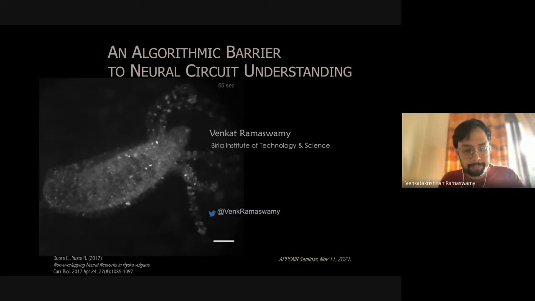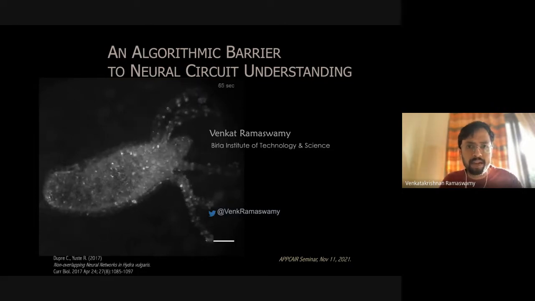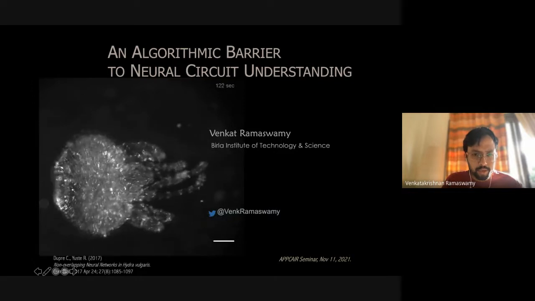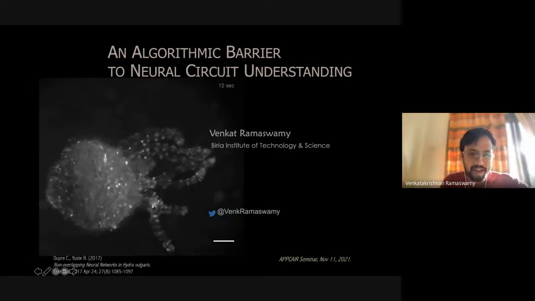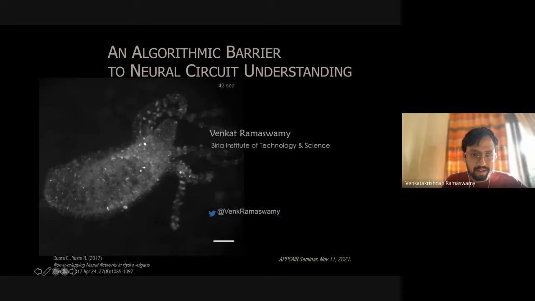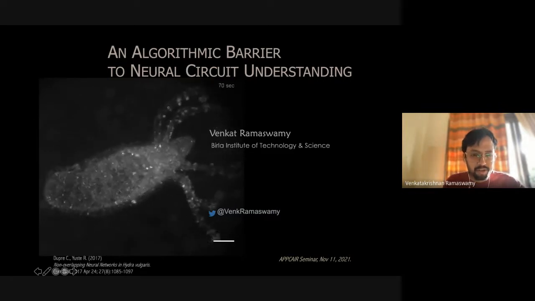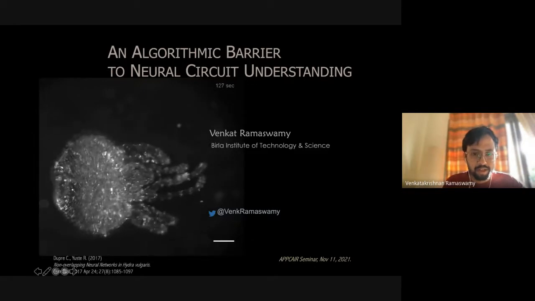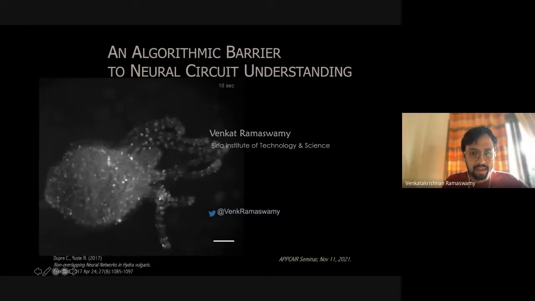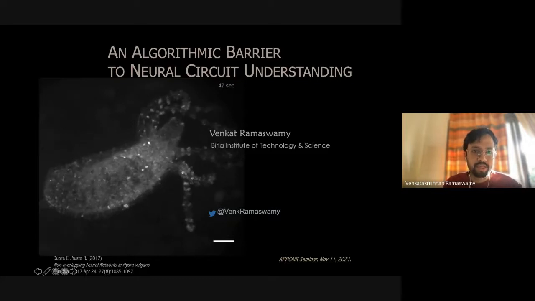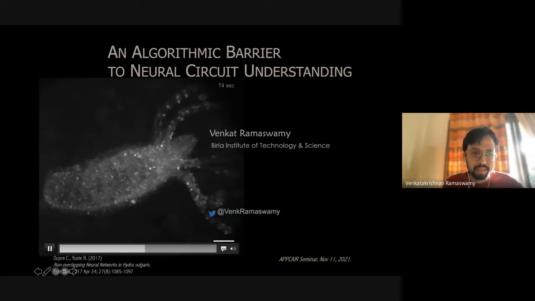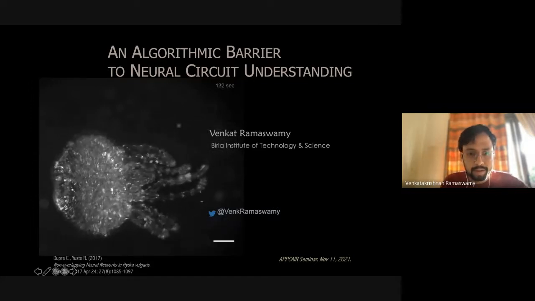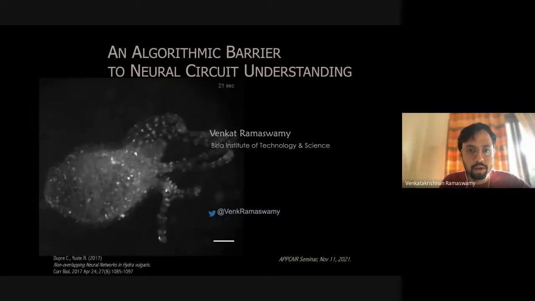Okay. So the title of my talk is An Algorithmic Barrier to Neural Circuit Understanding, and the video that you see on the title slide is that of the Hydra, right? And the Hydra has what the biologists call a nerve net, which is just a network of neurons which control movement, and you can see this. And there are techniques now to image activity of all of these neurons, and basically the neurons light up when they are active, right? And we'll see more of this as we go along.